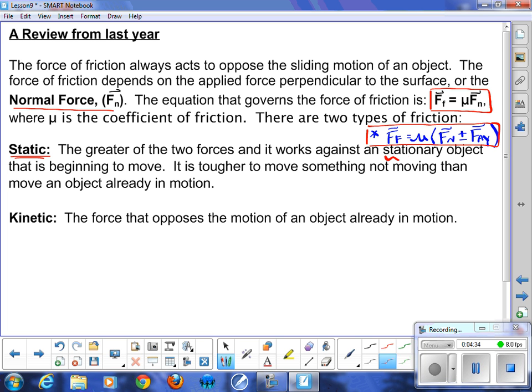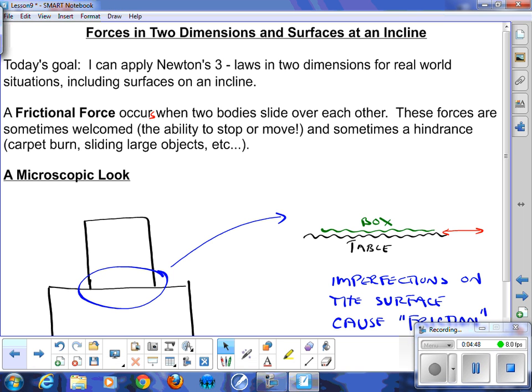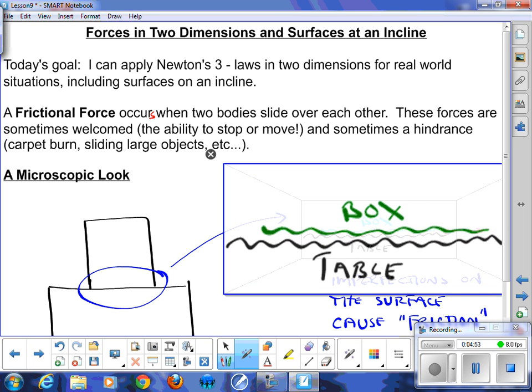So we're looking at static friction, dealing with stationary objects, and that we're just trying to get them to move. So it's a lot tougher to move something that's not moving than it is for an object already in motion. If we take it back to that microscopic analogy, once you get something in motion, the interaction between the two surfaces is already sliding over, it's like a car. Okay, once you get it in motion, it's a lot easier.